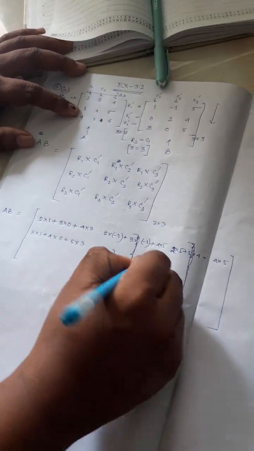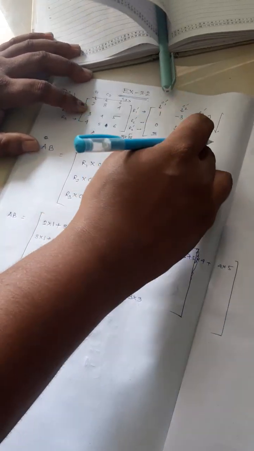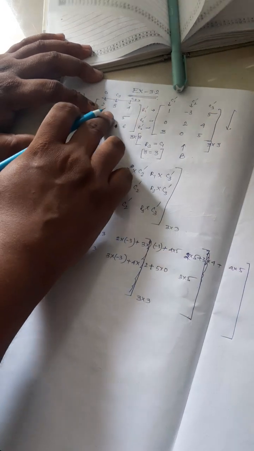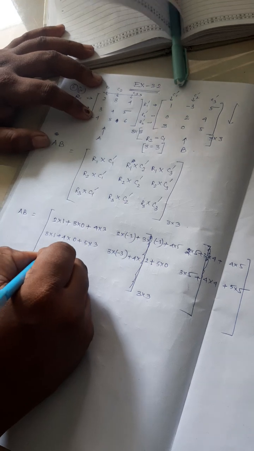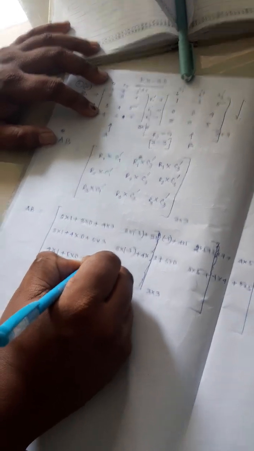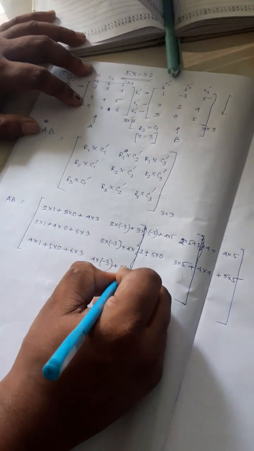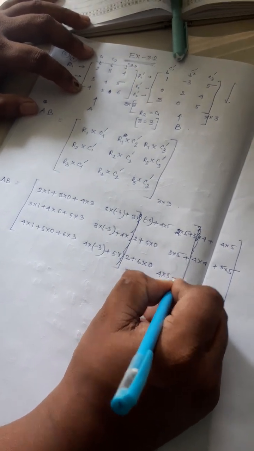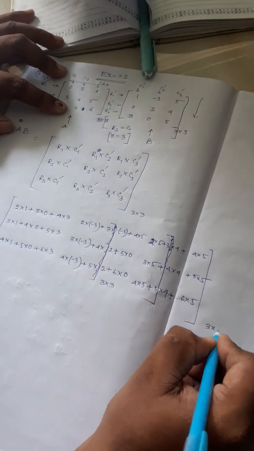4 into 2 plus 5 into 0, then this, it will be this and this, that means 3 into 5, 4 into 4, then it will be 5 into 5. Now this last one, 4 into 1 plus 5 into 0 plus 6 into 3, then 4 into minus 3, then 5 into 2 plus 6 into 0, then 4 into 5 plus 5 into 4 plus 6 into 5. This is 3 cross 3 multiplication.